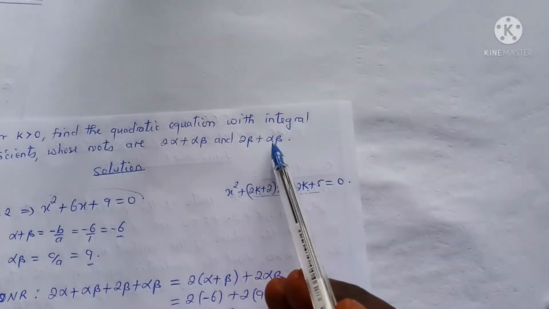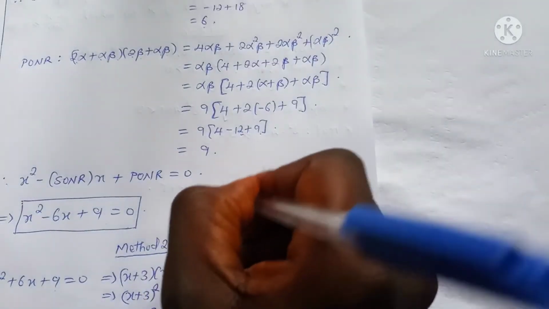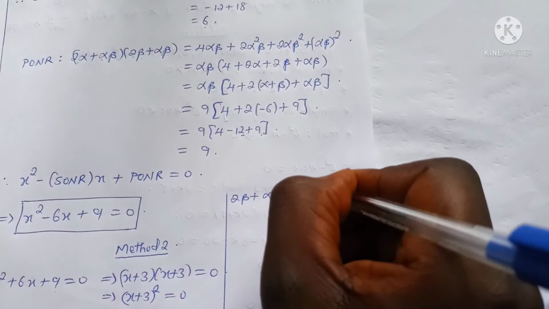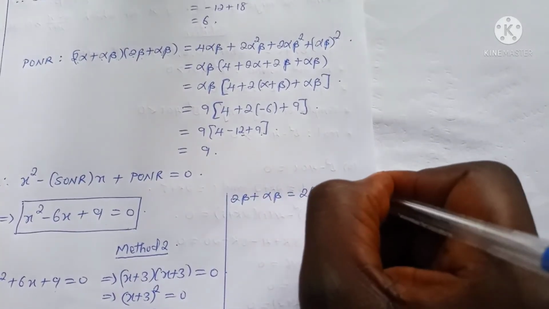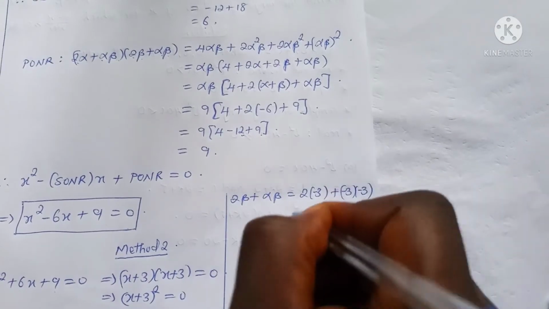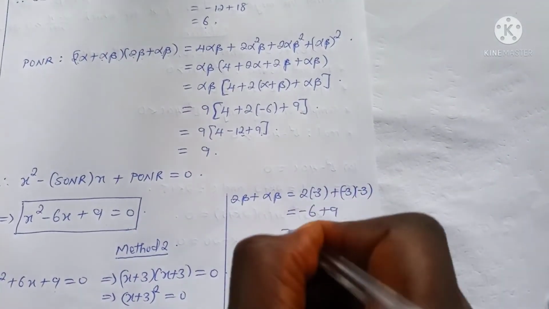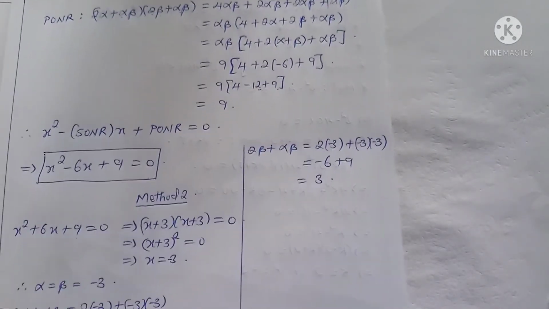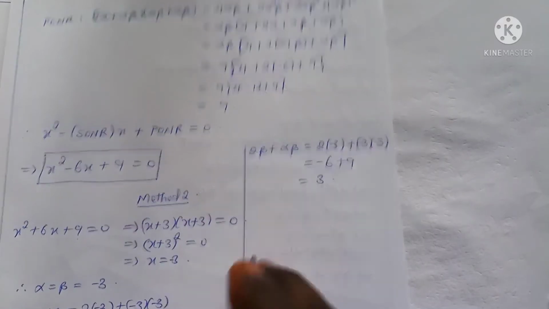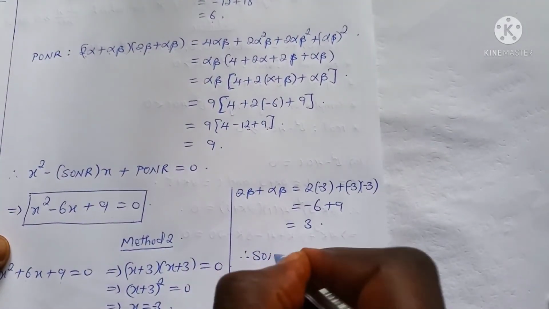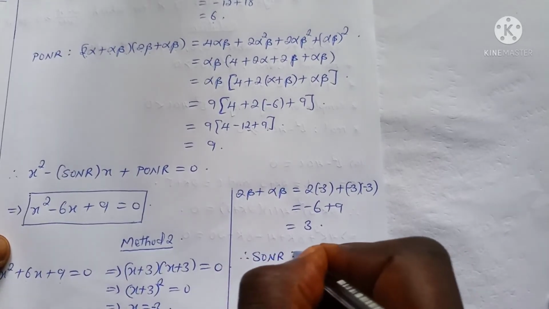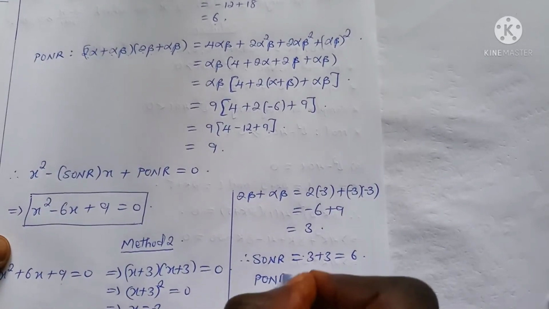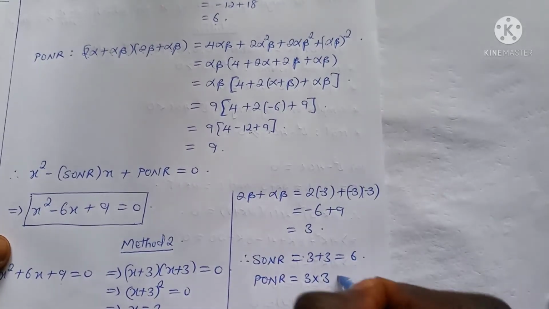The other root is 2 beta plus alpha beta. That is 2 beta plus alpha beta, which is also equal to 2 times negative 3 plus negative 3 times negative 3, which is equal to negative 6 plus 9, and this is also equal to 3. So our new quadratic equation has roots 3 and 3. So the roots are also the same. And therefore, we can get the sum of new roots, which is just equal to 3 plus 3, and the answer is 6. And the product of new roots is 3 times 3, which is equal to 9.